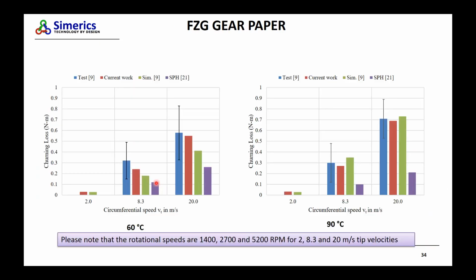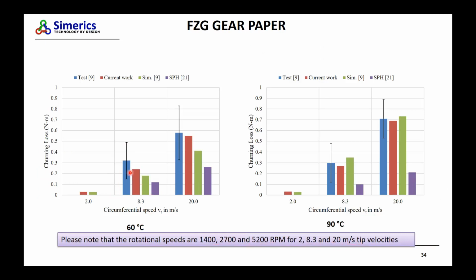So that's what we try to compare against the churning loss with 2 different temperatures and 3 different rotational speeds. The rotational speeds are 1400, 2700, and 5200 RPM. The highest RPM corresponds to 20 meters per second tip velocity.